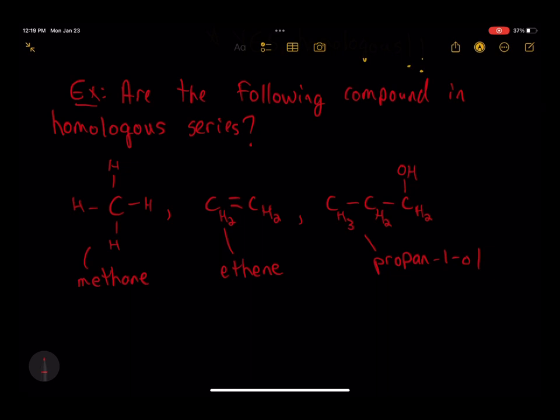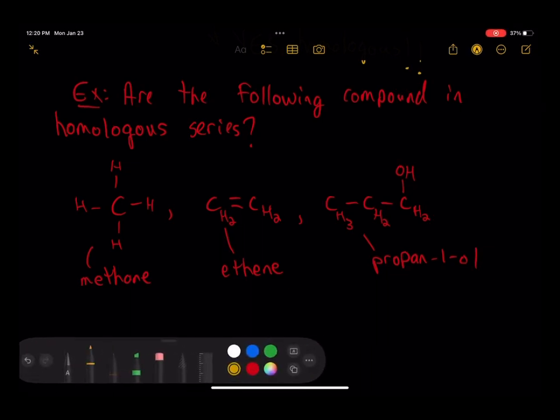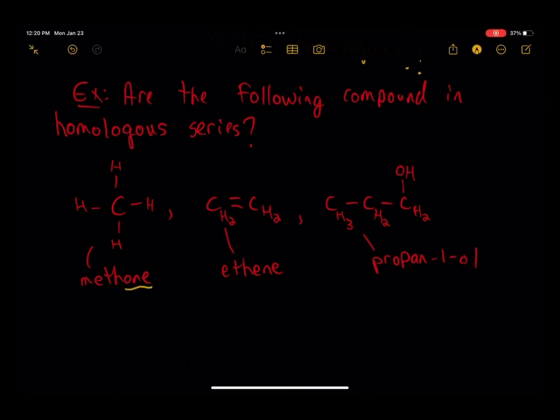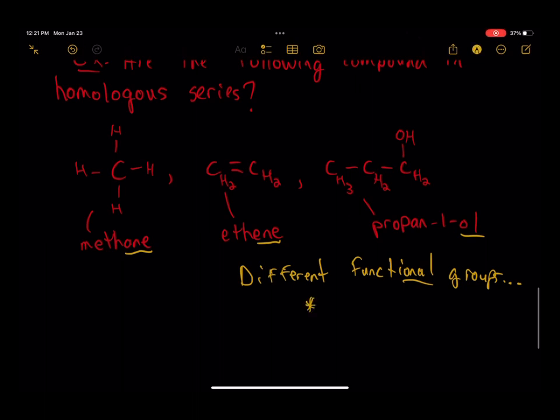And so do these belong to the same functional group? The answer is no. So are they in a homologous series? The answer is no. Remember, a requirement for organic compounds to be in a homologous series is for them to share the same functional group, or to have a common functional group, while differing in number of carbons.